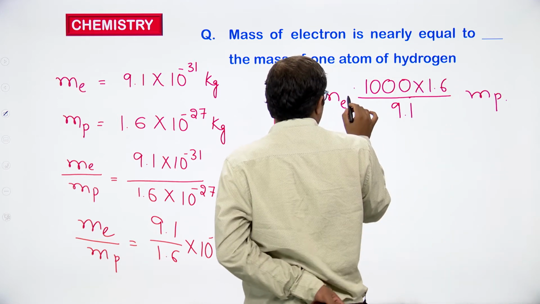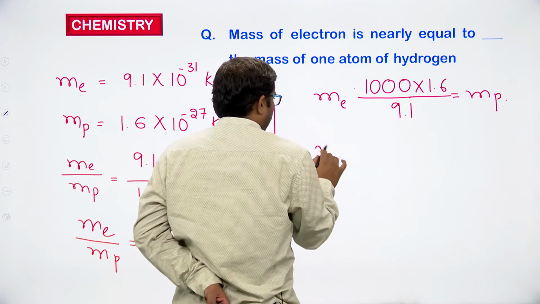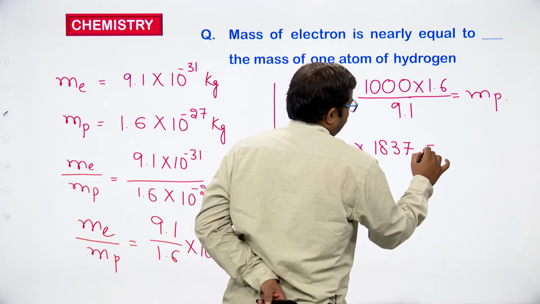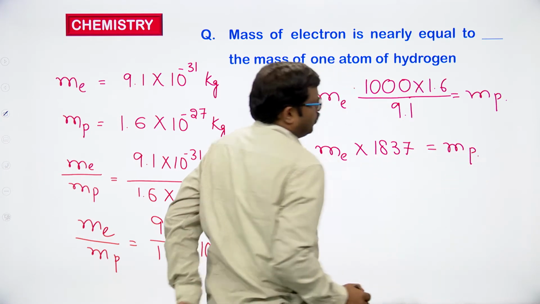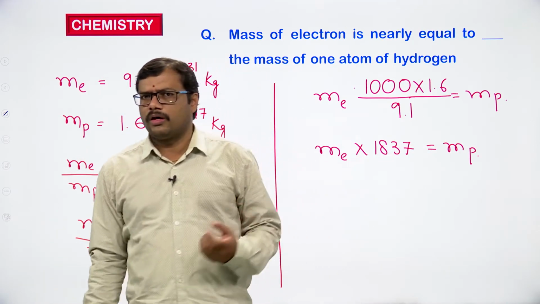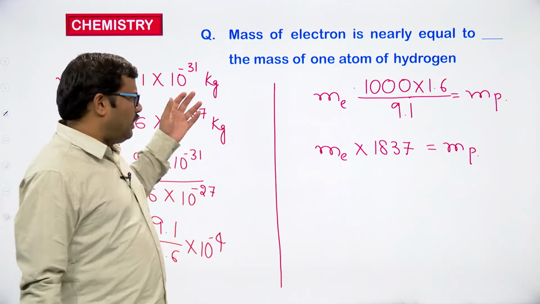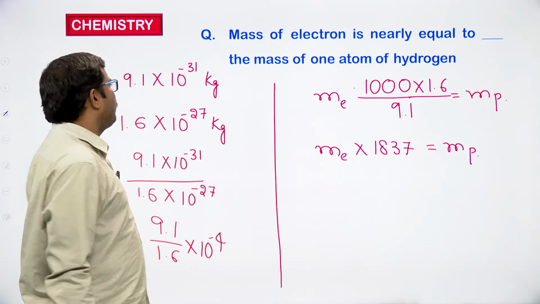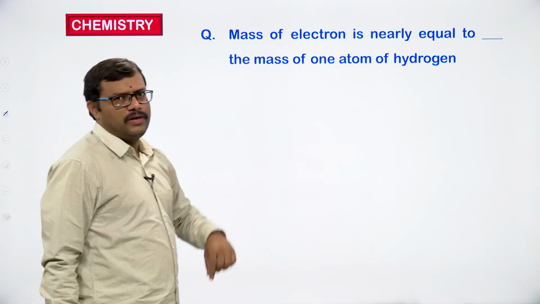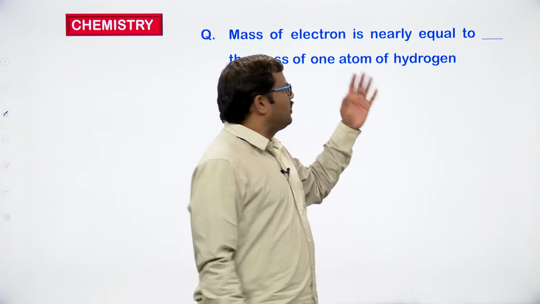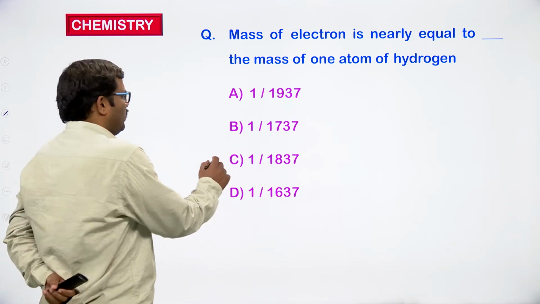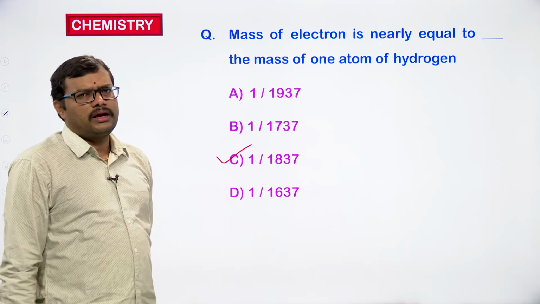So the value is approximately: the mass of the proton will be 1837 times the mass of the electron. When you multiply the mass of the electron by 1837, that will be the mass of the proton. So the mass of the proton is very high compared with the mass of the electron. So the ratio we have calculated, the mass of the electron is nearly equal to 1 divided by 1837 of the mass of one atom of hydrogen.